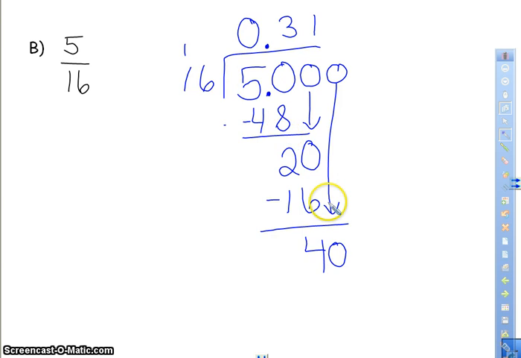How many times does 16 go into 40? Well, I know if I multiply by 3, it's too much. Let's multiply by 2. 6 times 2 is 12. Carry your 1. 2 times 1 plus 1 is 3, so 32.